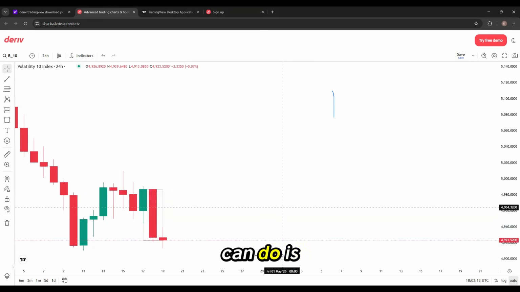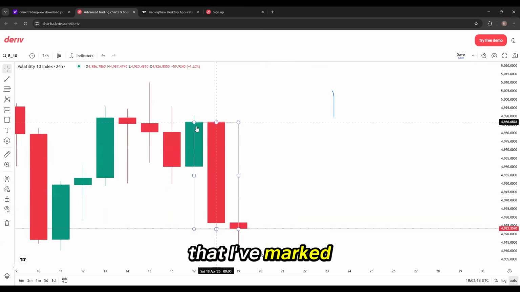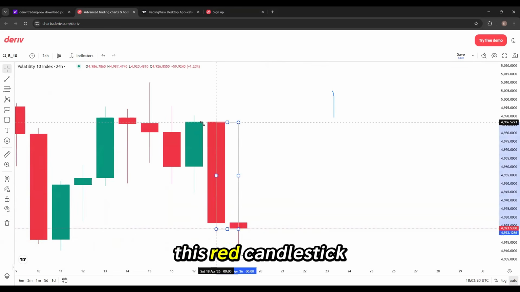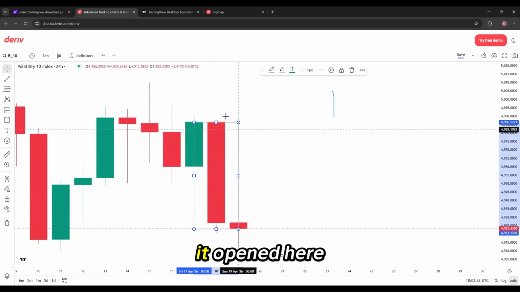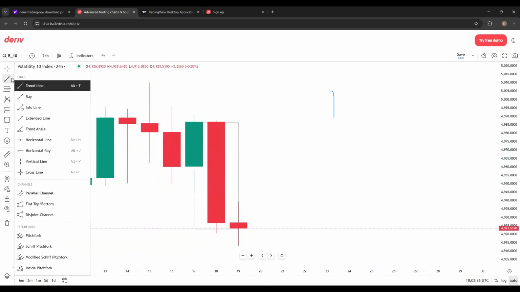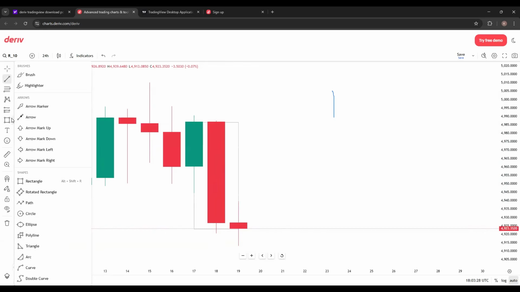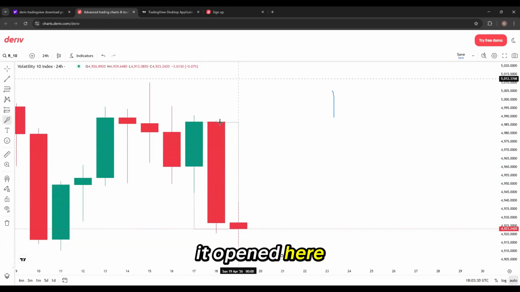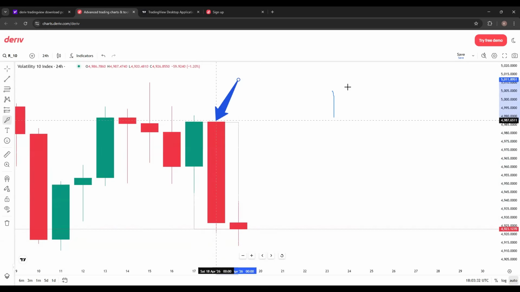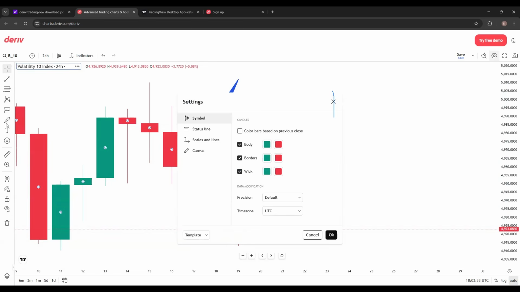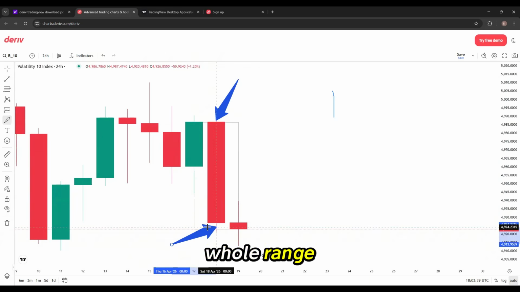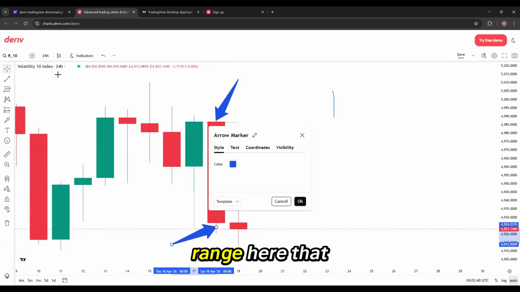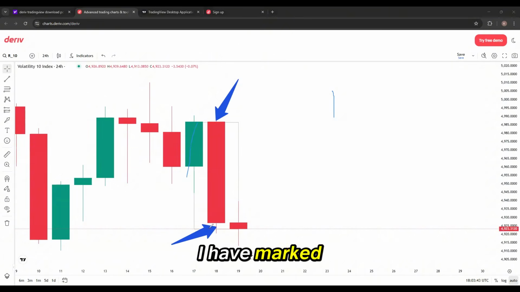Right. What we can do is, let's mark this candlestick that we see here. I think we can all see that I've marked it. This red candlestick. This is where it opened here. Since it's red, it opened here and it closed here. Meaning in this whole range here that I've marked, we are supposed to see how many 4-hour candlesticks.